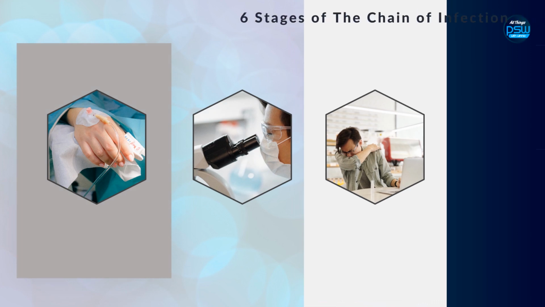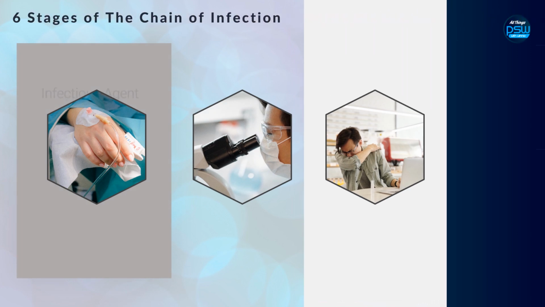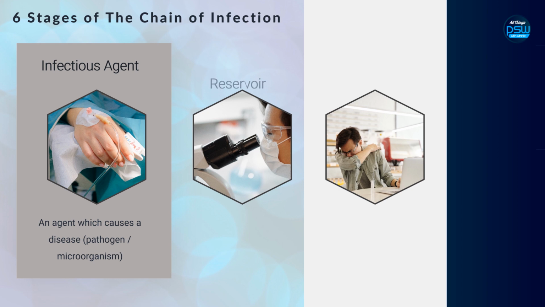So there's six stages. Before infection occurs, you have to have something that's infectious. It doesn't just happen, right? So you need an agent that causes infection. This is a pathogen or microorganism that causes disease. Once it's there, it has to live somewhere.